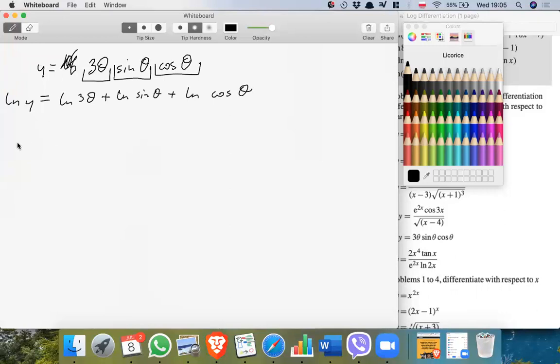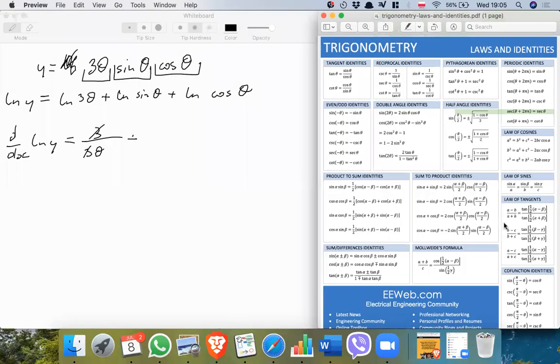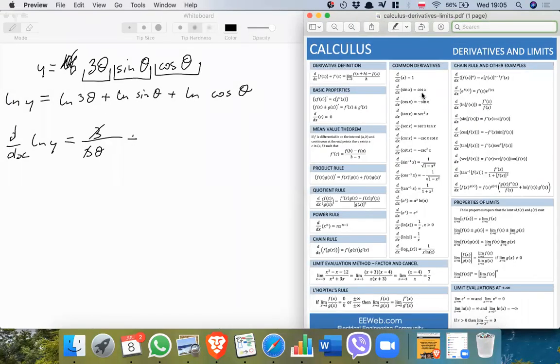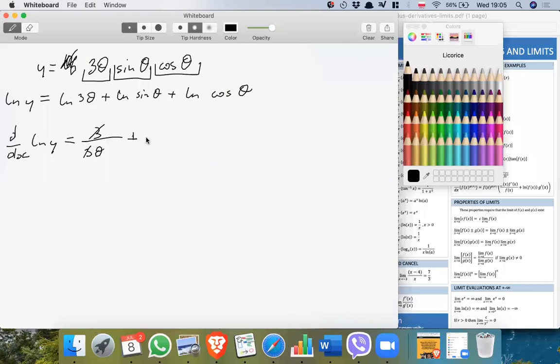I'm taking the derivative of everything, so d/dx of this expression, we're going to end up with 3 divided by 3 theta, so the 3's will cancel. Again, the derivative of sine is cos, and the derivative of cos is minus sine. So plus cos theta over sine theta, and then minus sine theta over cos theta.